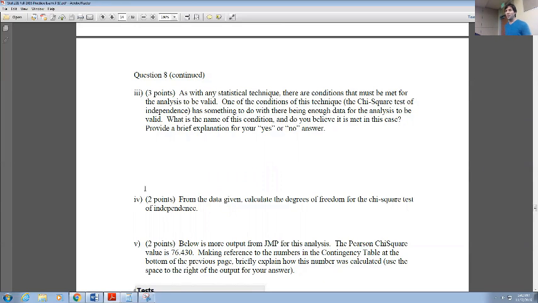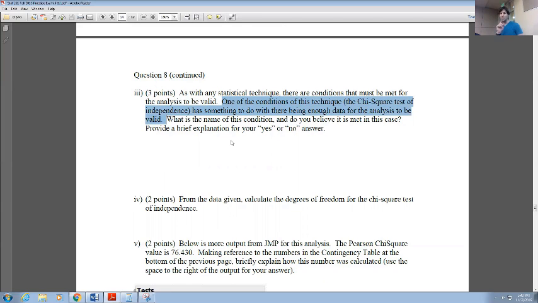Nice job, Brooke. And then condition 3, be careful because anytime you get to a third or fourth condition, you have to stop and think. We are in chapter 22, and actually this is the condition we're talking about right here. One of the conditions has something to do with there being enough data for it to be valid.